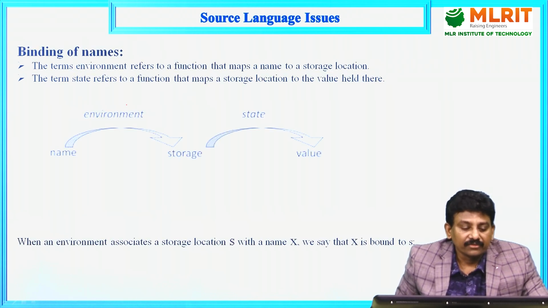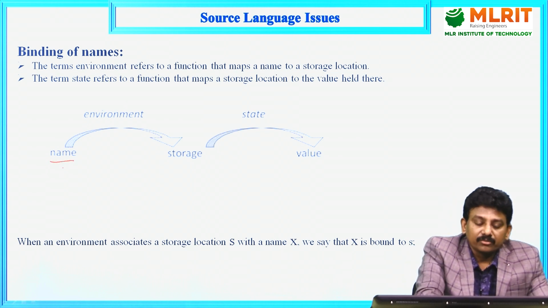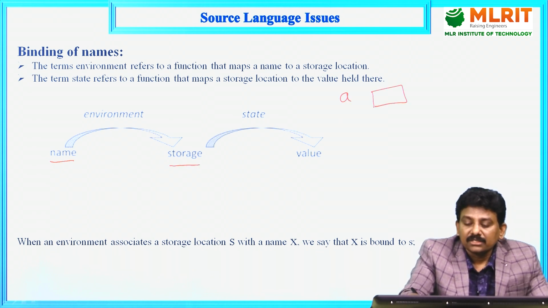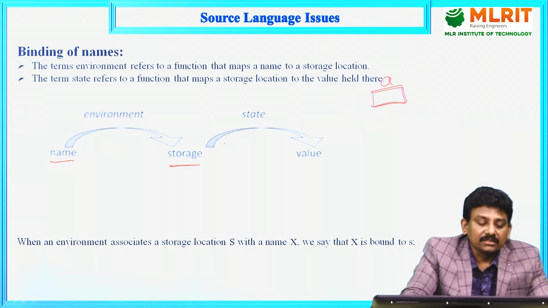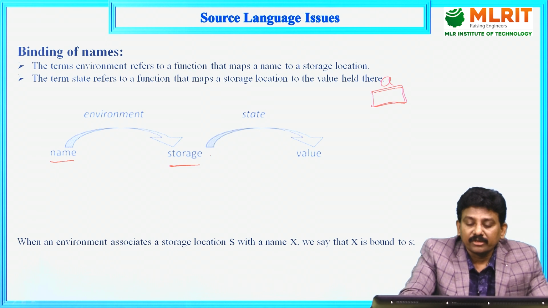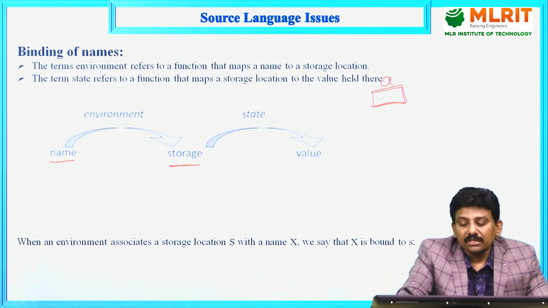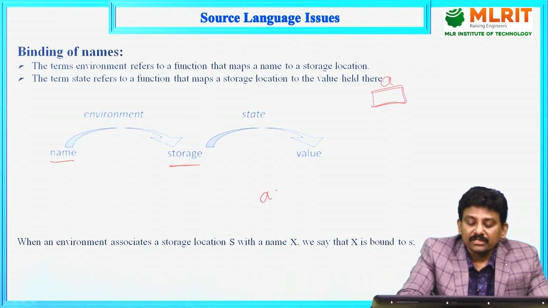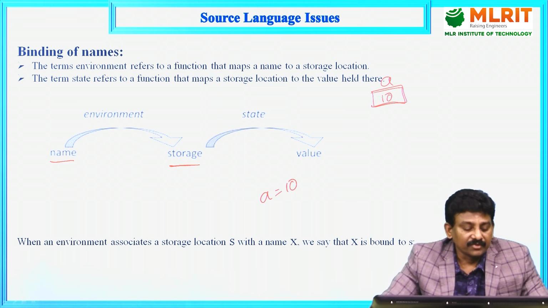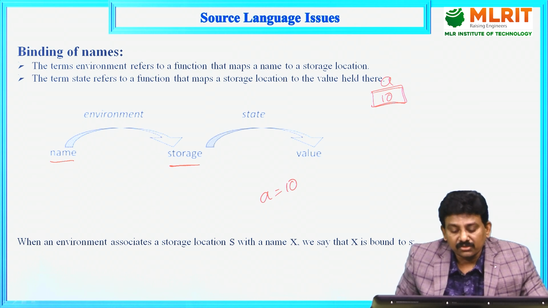Next, binding of names. The term environment refers to a function that maps a name to a storage location. The name is a variable name. For every variable name, a location is mapped. And the term state refers to a function that maps a storage location to the value held in it. For example, a is 10, so 10 is assigned to a storage location. When an environment associates a storage location S with a name X, we say that X is bound to S.